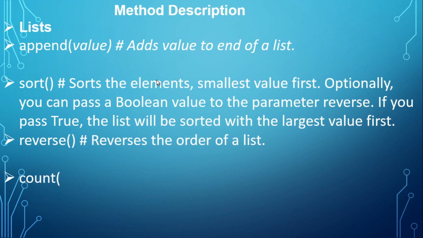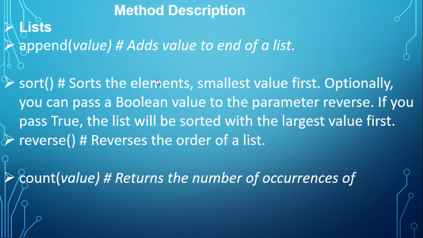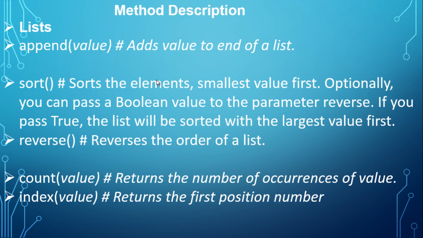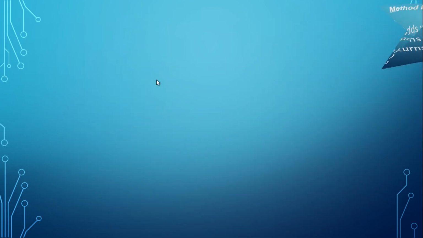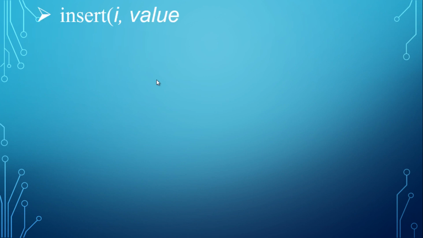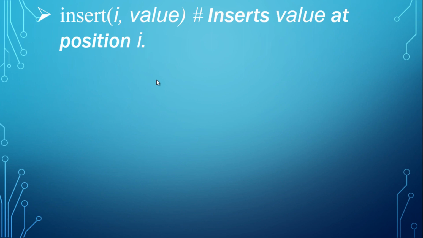Here we're going to be using the count function. It takes an argument called value and returns the number of occurrences of the value. Aside from this, we have index, which returns the first position number where the value occurs. Insert takes two arguments, i and value. It inserts the value at position i, which is sometimes called the index. It depends on where you want to add the value: at the beginning, the middle, or the end of the list. Insert will help you with that.